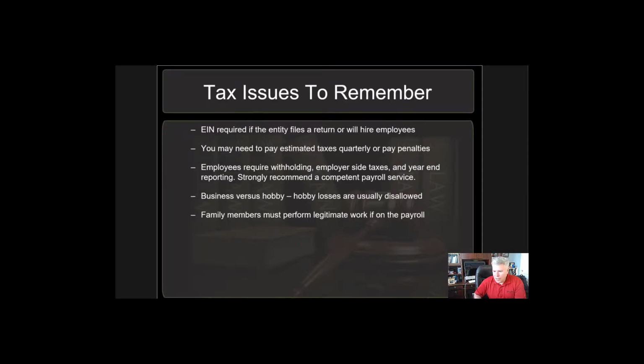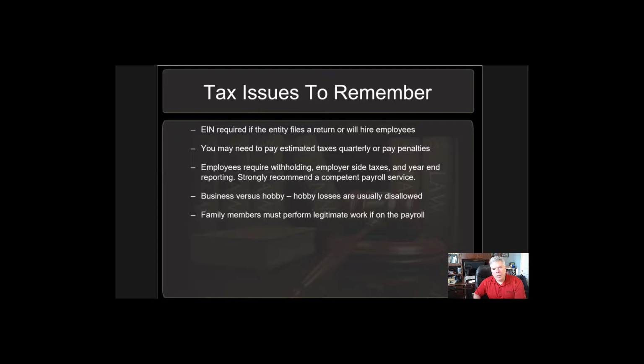There's a few tax issues to remember. If the entity files a return, so for partnerships and corporations, S or C corporations, an employer identification number is required, and if you're going to hire employees, even if you are a sole proprietorship, an EIN is required. In general, an EIN is free to get, easy to get, and you probably are going to want it anyway. It also helps with your banking relationships. So an EIN is ultimately required if the entity files a return or hires any employees.